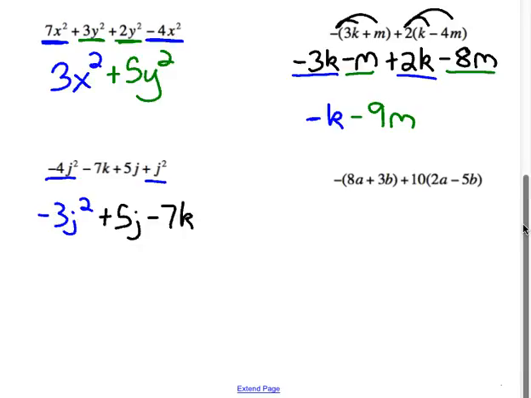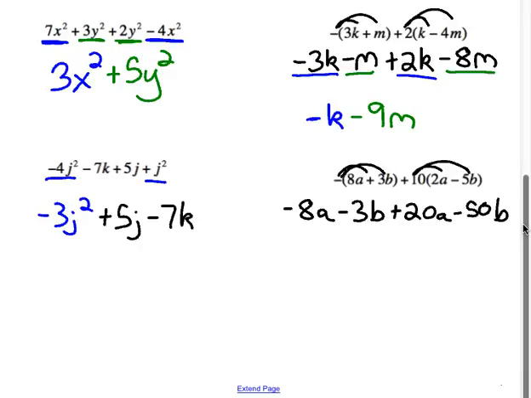And our last one is very similar to the one above it, to reemphasize the idea that you should distribute first before combining like terms. So let's distribute that negative. So I have negative 8a minus 3b. Distribute the positive 10. So plus 20a minus 50b.